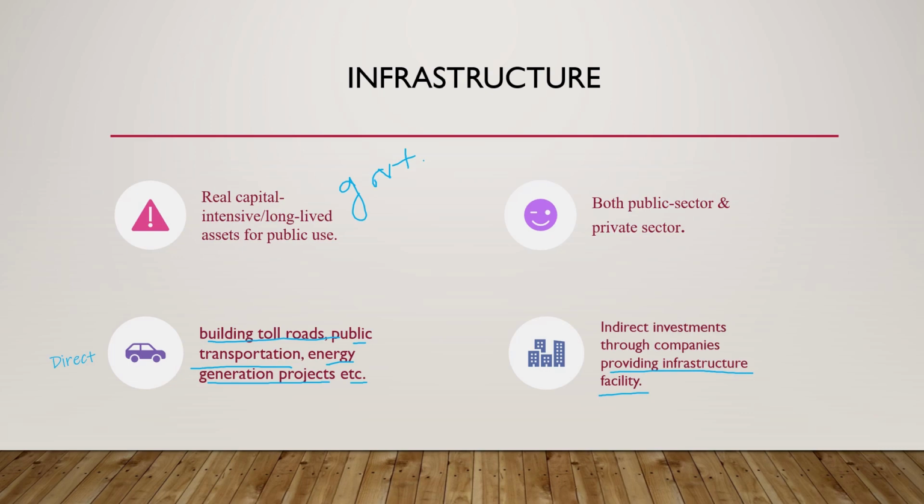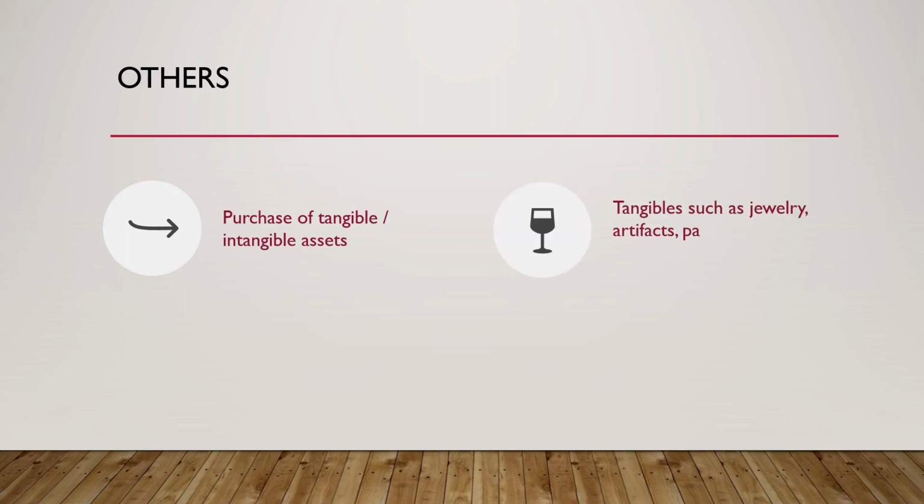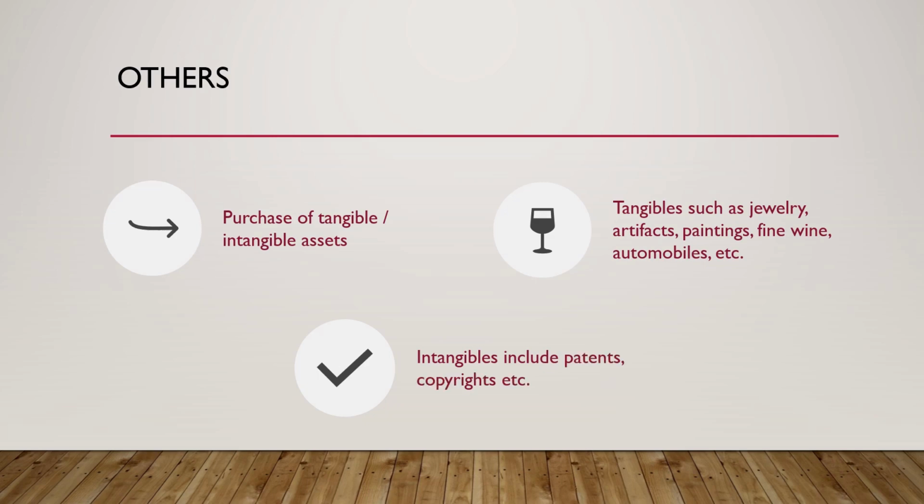Apart from these alternative investments discussed in the previous slides, there are some other investments as well. These other investments can be made through purchase of some tangible as well as intangible assets. The tangible investments involve jewelry, artifacts, paintings, fine wines, automobiles, etc. And intangible include patents, copyrights, etc.